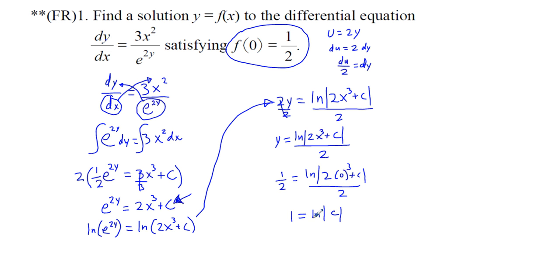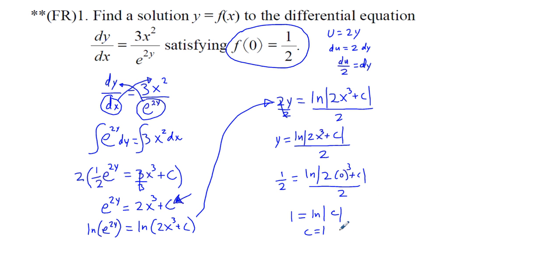What we're going to have is the natural logarithm of what equals 1? Well, natural logarithm of e. So c is going to be equal to e. Okay, so that's going to be our value of c.